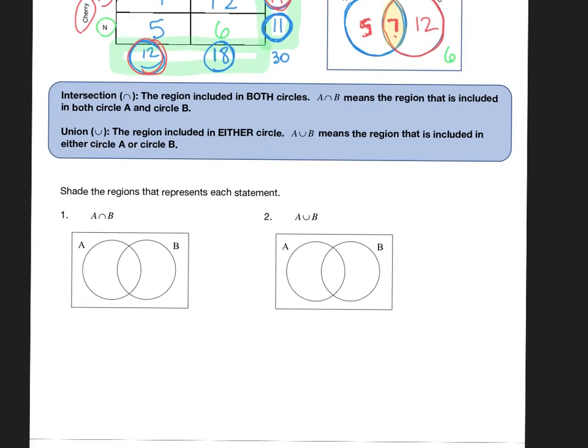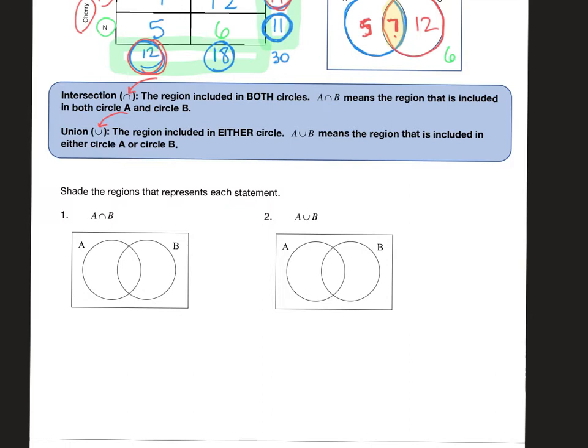Okay, so there's some symbols that you're going to start to see. And again, some of you have seen these before and some have not. The one that looks sort of like an upside down U is called the intersection, okay? And the one that looks like a U is called the union, okay?